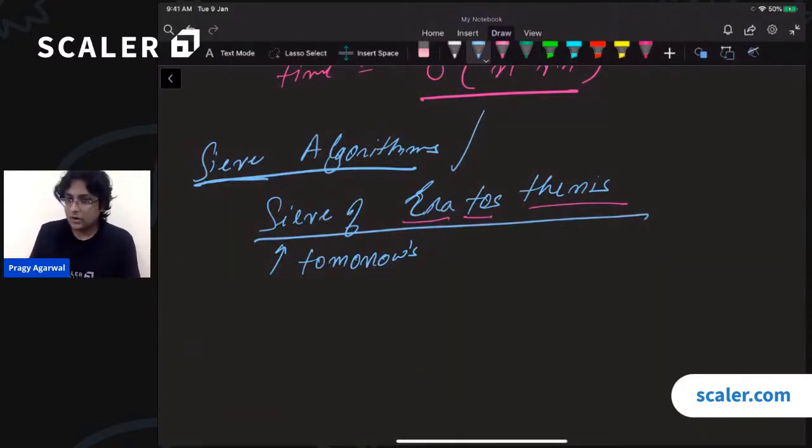This is a very elegant algorithm. It is a very nice algorithm. It is also very simple to code. It only has like 5 to 6 lines of code, and that gives you a very powerful algorithm that finds all the prime numbers up to a given number.